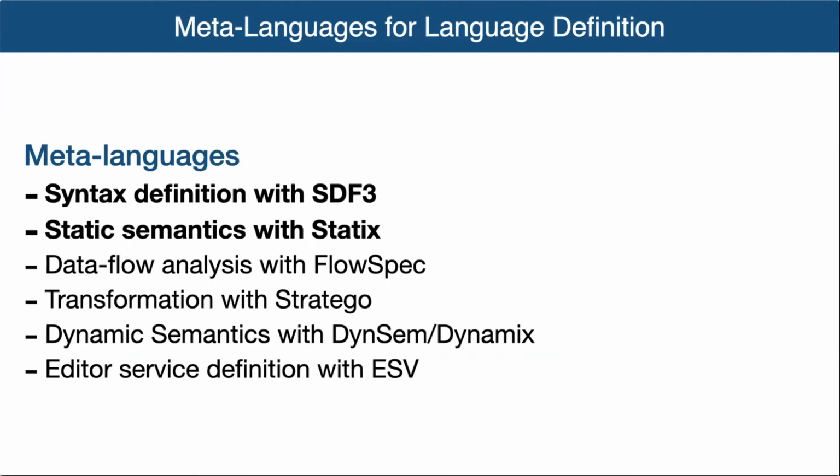All right, so in Spoofax, we have multiple meta languages for language definition that address different aspects of language definition. We do syntax definition with SDF3, static semantics with Statix, data flow analysis with FlowSpec, and transformation with Stratego. We are doing various experiments on dynamic semantics, and there's also a little language for configuring editor services. Today, I'll be illustrating how we instantiate this idea of declarative meta languages for syntax and static semantics. So I'll be talking about SDF3 and Statix.